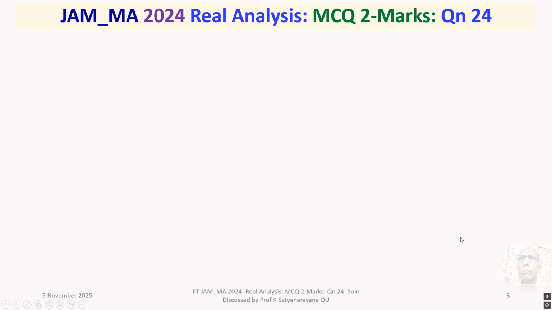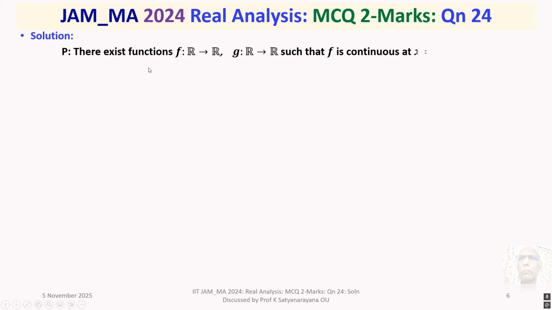Right. Let's now discuss the solution of the problem in detail. We consider the statement P. The statement P says there exist functions f and g both from R to R such that f is continuous at x is equal to 1 and g is discontinuous at x is equal to 1, but g compose f is continuous at x is equal to 1.